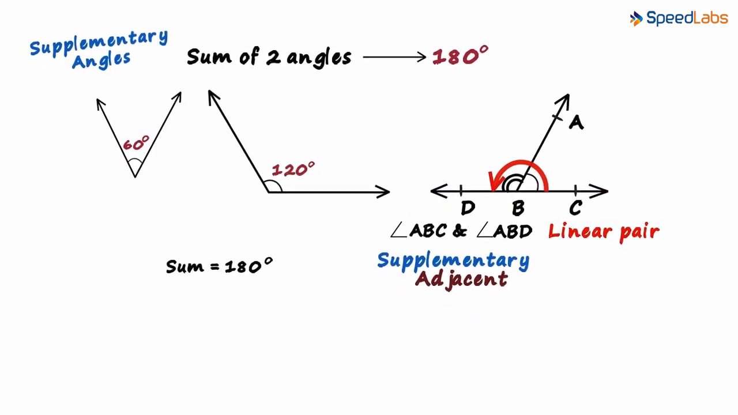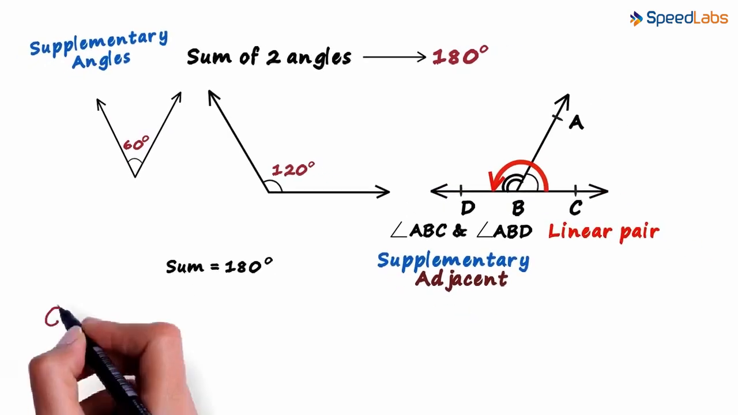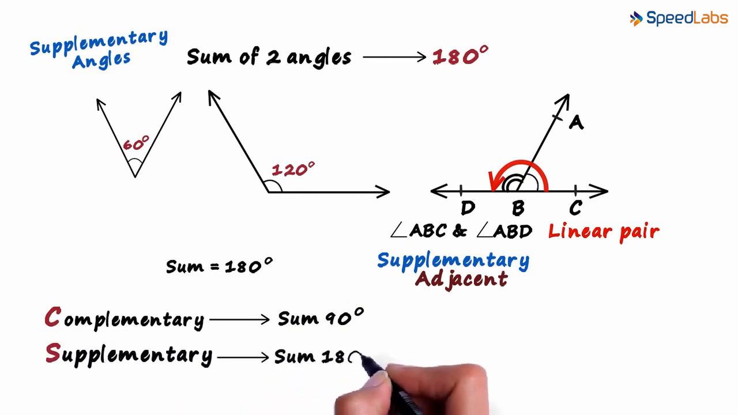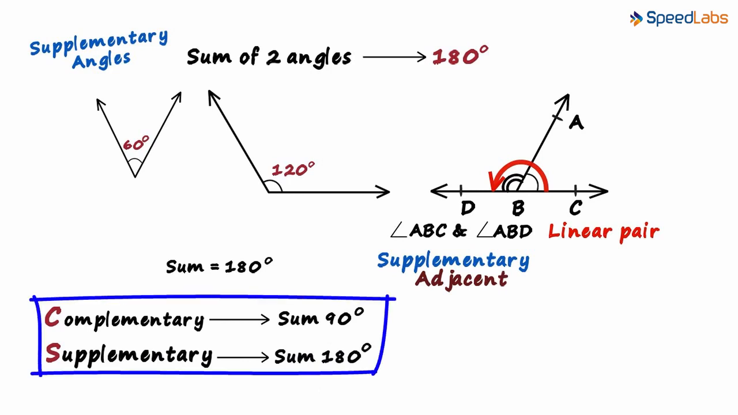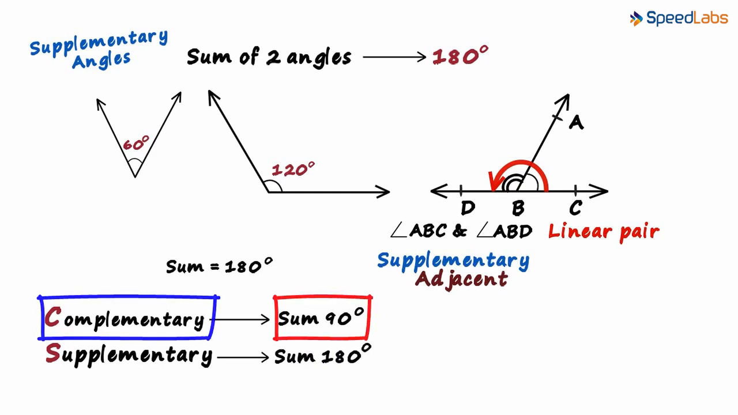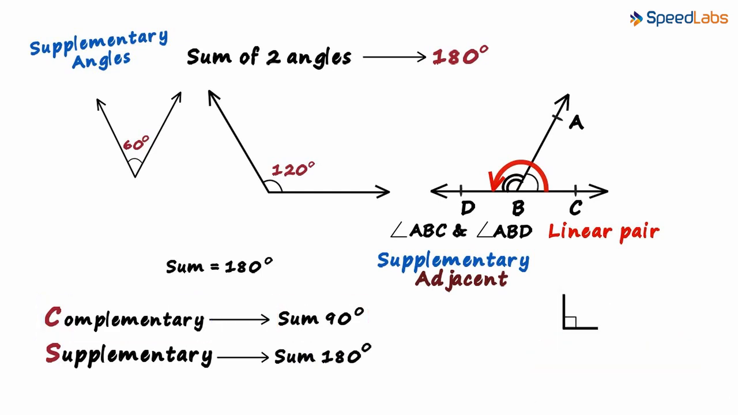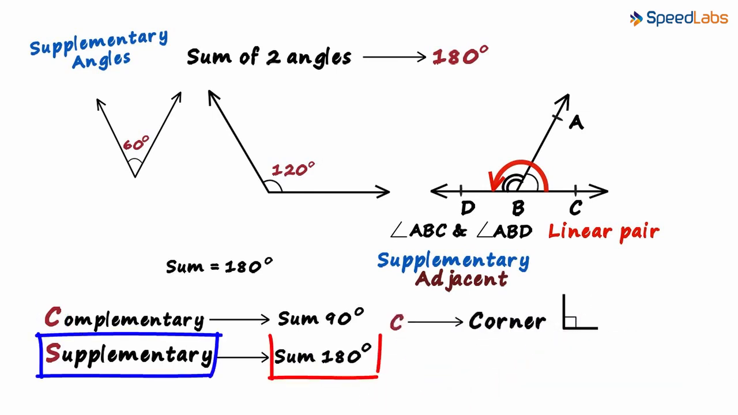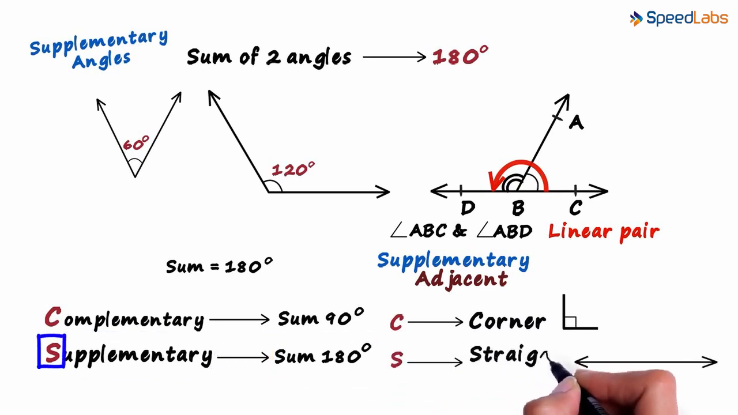So let's review what we have learned so far. Two angles are complementary if the measure of their sum is 90 degrees. And two angles are supplementary if the sum of the measures equals 180 degrees. One way in which you can remember this is by seeing the first letter of each word. The first letter of the word complementary is C. And complementary means 90 degrees, which would look something like this. It looks like a corner. So C would stand for corner. And supplementary is 180 degrees, which looks like a straight line. So S would stand for a straight line.